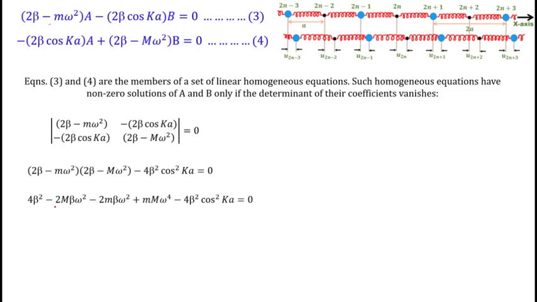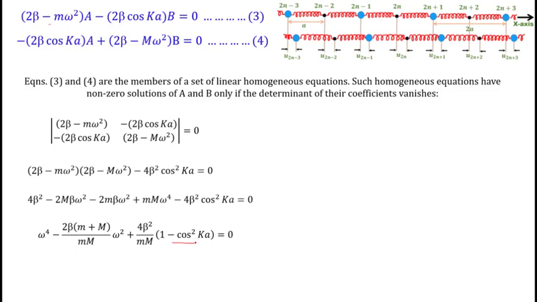Rewriting it, we divide the entire expression by small m capital M, so this becomes omega to the power 4. Then the term containing omega square is, minus minus makes it plus, so minus we take it common, so it is 2 beta times small m plus capital M, divided by small m capital M. And finally, the term which is not containing any omega is 4 beta square by small m capital M times 1 minus cos square ka.